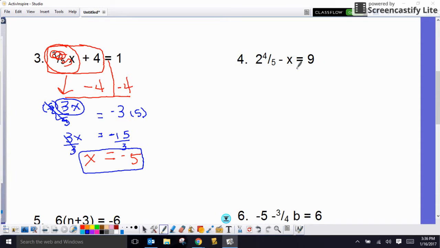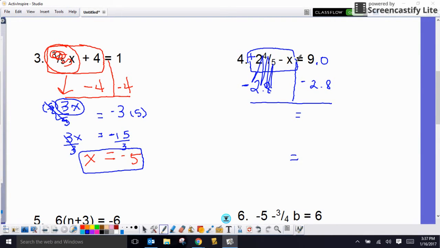2 4/5 minus x equals 9. I'm going to tell you right now, it's going to be easier to change this 4/5 into a decimal. So I'm going to start by boxing in the expression, drawing a line and a total line, and bringing down the equal signs. 2 4/5 is the same thing as 2.8. And since this is a positive, I'm going to subtract it. Subtract 2.8, and that would be like a 9.0.